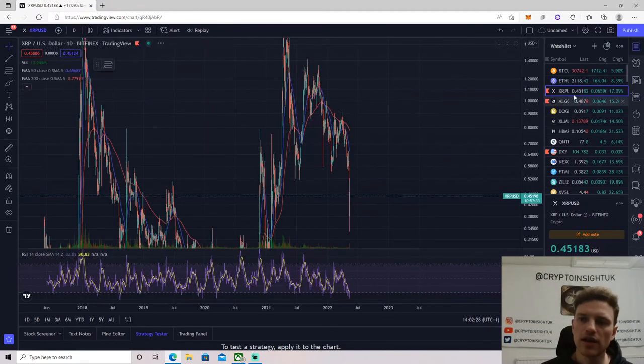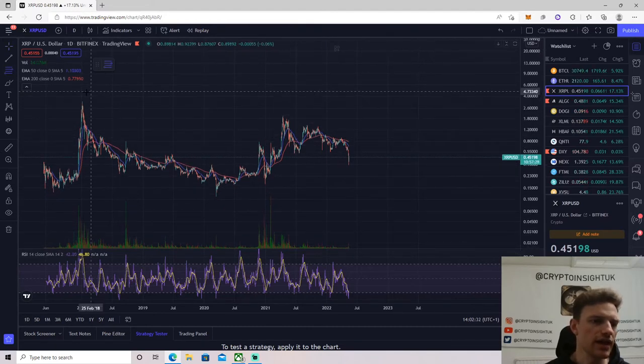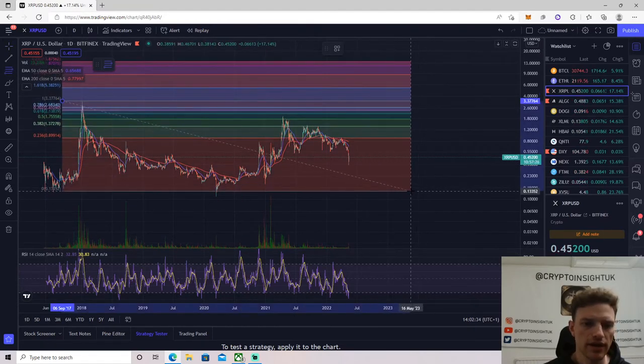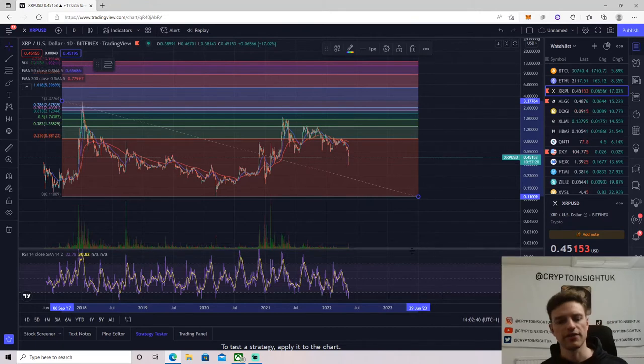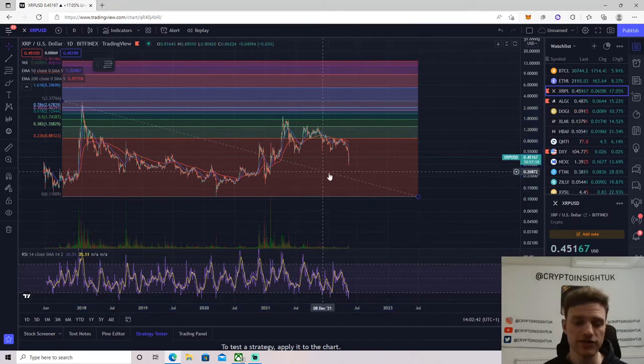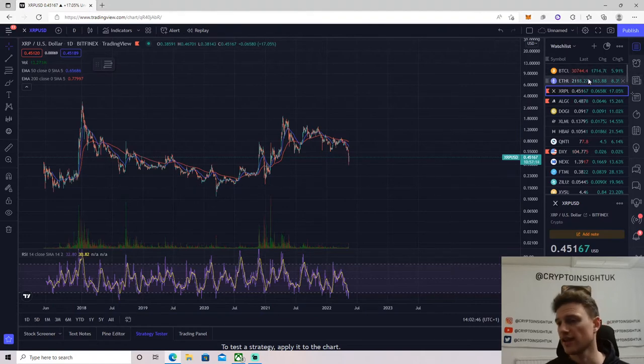If on XRP we hit the 3.618, let's see where that would take us out to. Let's have a little look. It would take us all the way up here to 11.97. So it's still on the cards for me, guys. It's always been my cycle high. So maybe we haven't seen the end of this cycle.